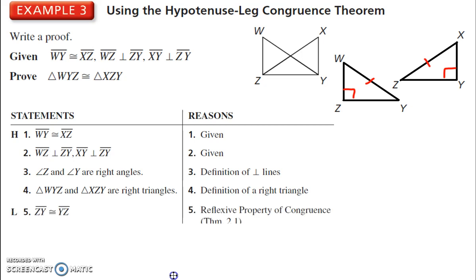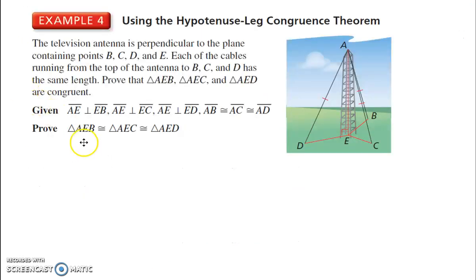And the reflexive property tells me that the line at the bottom, ZY, is congruent to YZ. So, therefore, I have a hypotenuse, a leg, and a right angle, hence congruent. Boom. All right. Hypotenuse-leg congruence theorem for this example here.